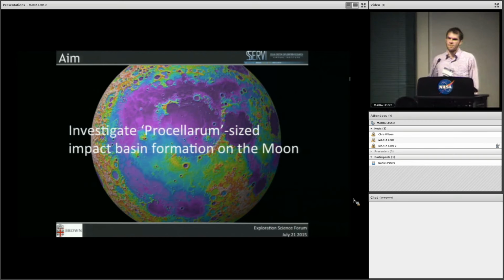So the aim of this work was therefore to investigate Procellarum-sized impact basin formation on the moon and to see what effects this would have on the lunar surface and interior.